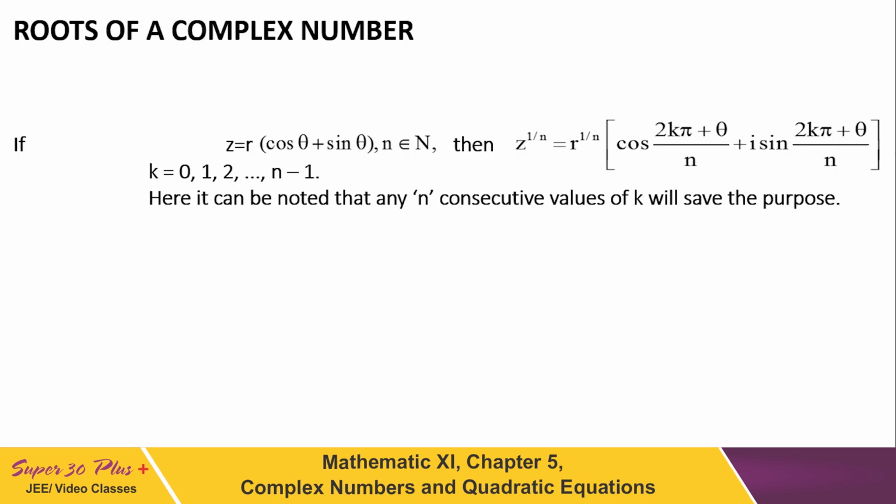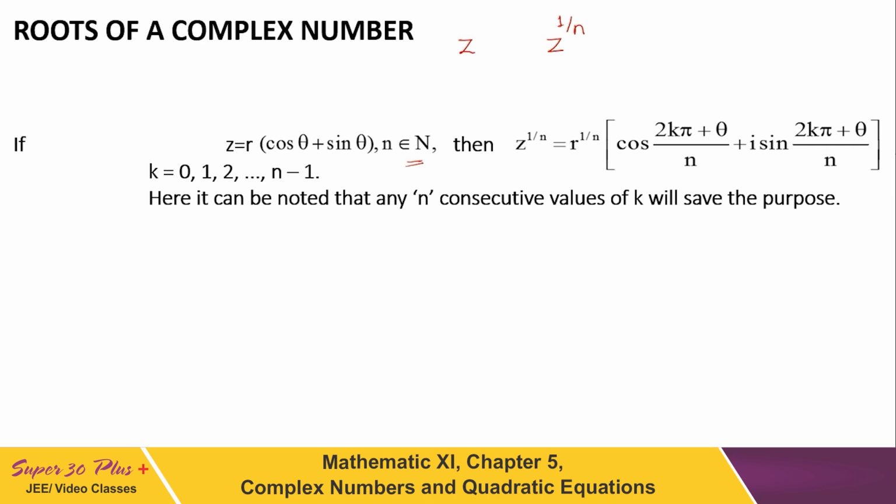Students, now we are going to study roots of a complex number. What is the meaning of roots? Let a complex number be z and we are going to find the nth root, that is equal to z to power 1 upon n. If z is equal to r (cos theta plus iota sin theta) and we are going to find z to power 1 upon n, where n is a natural number, then first of all we have to write the complex number in polar form and then raise the power 1 by n.